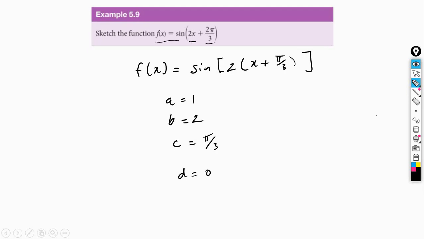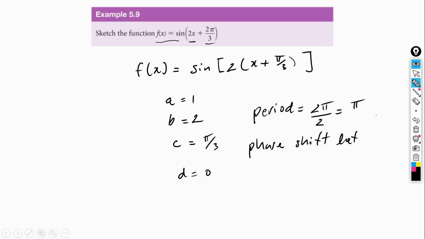So we have the amplitude remaining the same, an amplitude of 1, but the 2 from b is going to affect the period. Remember that the period of the sine function is equal to 2 pi divided by b. b in this case is 2, so we're going to end up with a period of pi. And then c is the horizontal shift or phase shift, and it's going to be pi thirds to the left. So now let's go and take a look at the graph.